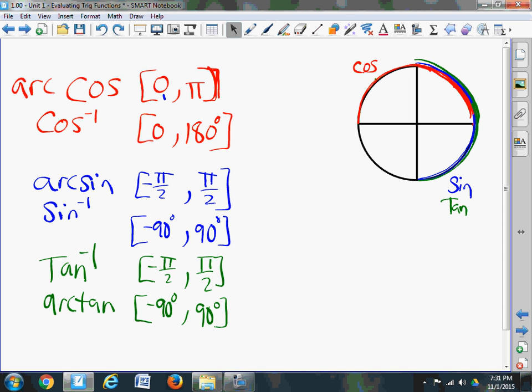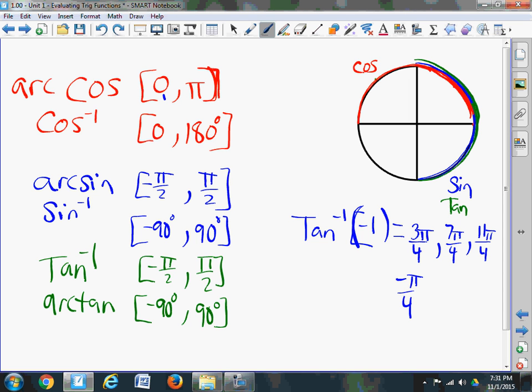All right, they also have to stop it because, let's just take, for example, the inverse tangent of -1. If I think of everything that has a tangent of -1, well, 3 pi over 4 has it. So does 7 pi over 4. So does 11 pi over 4. So does negative pi over 4. There's an infinite amount of things that have that.